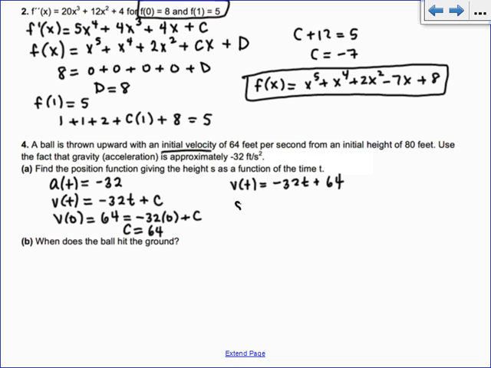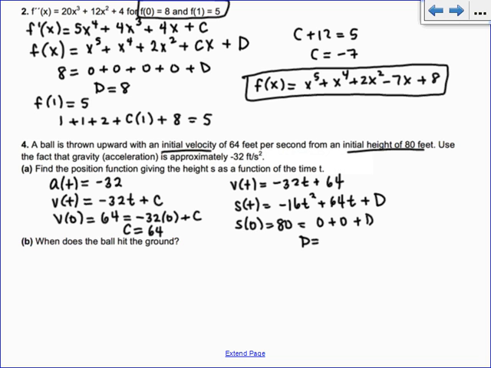Likewise, when I take the antiderivative of this, I get my position function, which we notate with s of t. So when I take the antiderivative of that, I get -16t squared plus 64t plus some constant, d. And that constant ends up being the initial height. So it said at initial height of 80 feet, well, that means s of 0 is 80. So it's 0 plus d. So you see how d ends up being 80. So our function, s of t, is our position function, and it's -16t squared plus 64t plus 80.